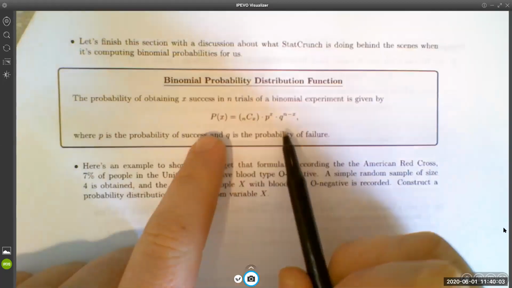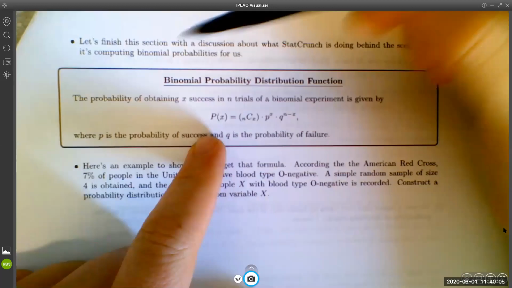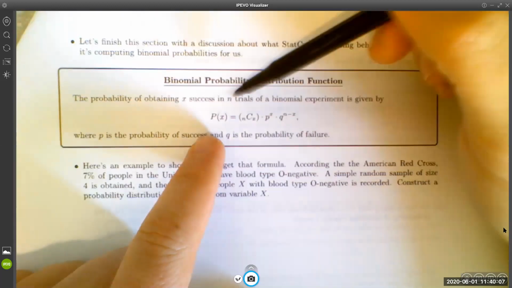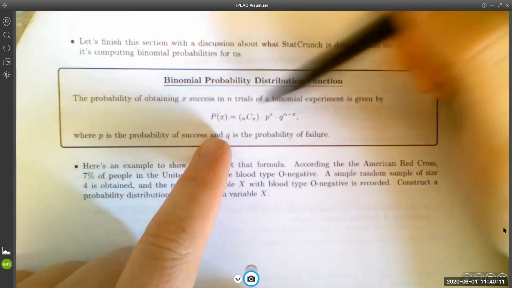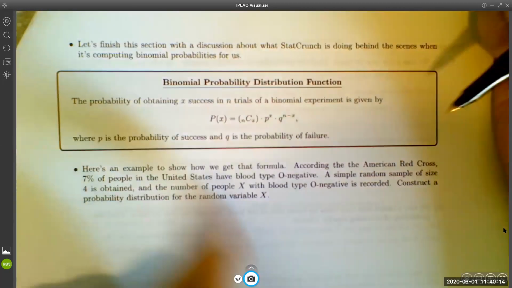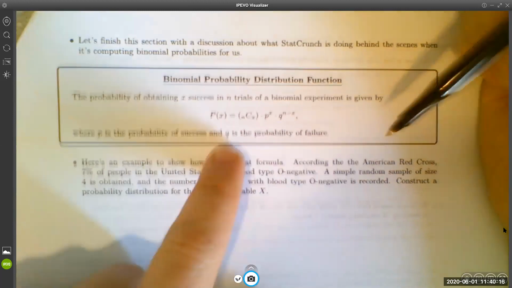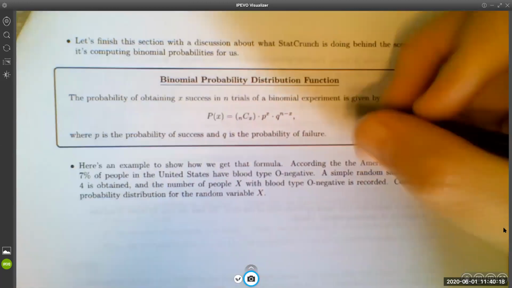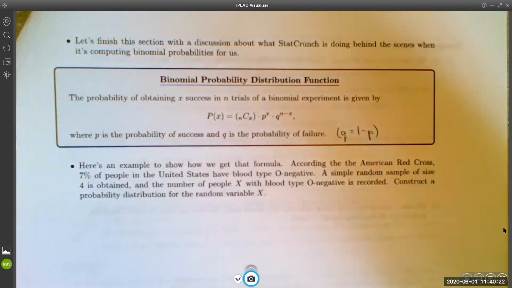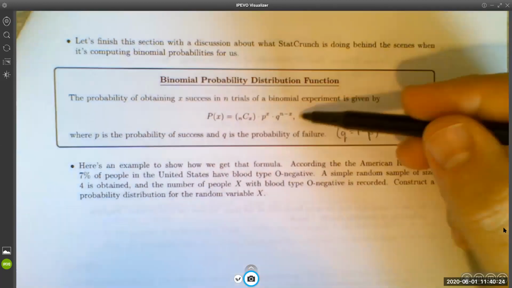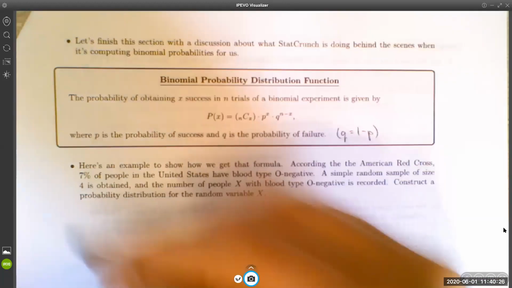I'm claiming that the probability of obtaining X successes in N trials of a binomial experiment is given by this formula right here, where little p is the probability of success and little q is the probability of failure, right? Little q is 1 minus p, of course. To convince you of this fact, I want to take you through an example.